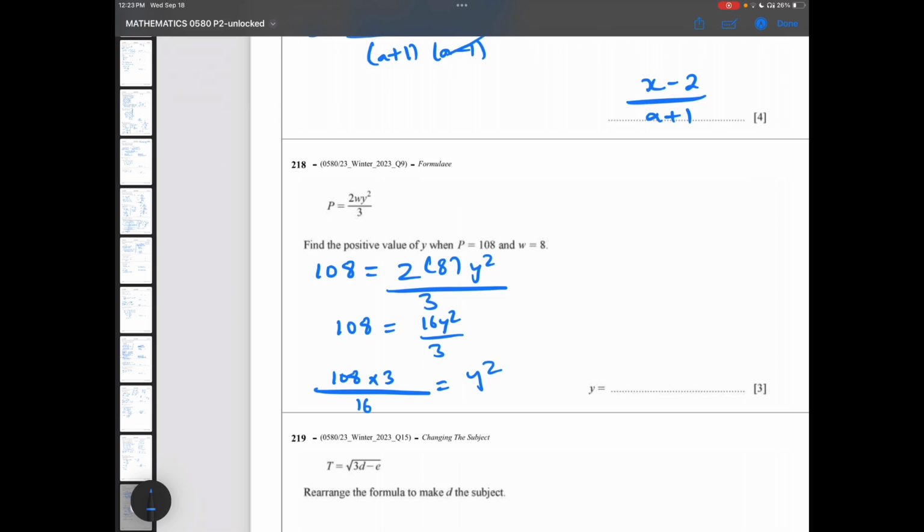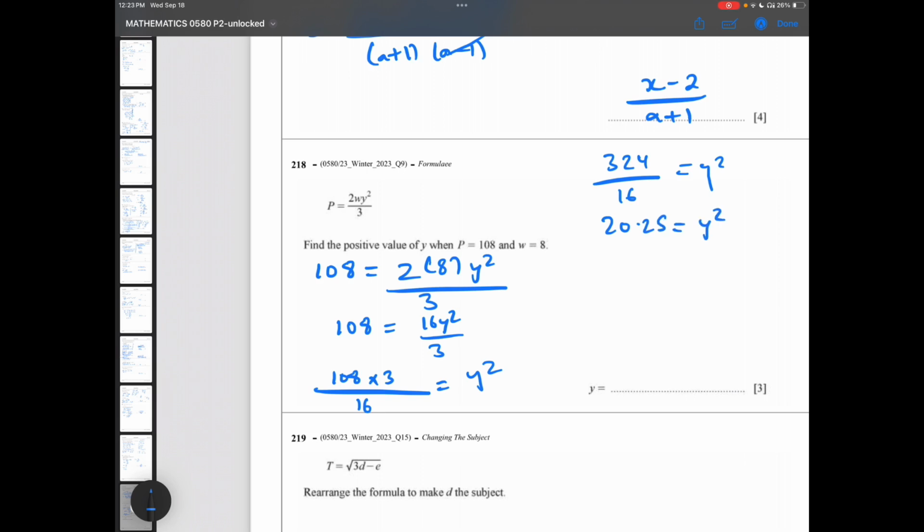So now let's multiply 108 with 3. We get 324 upon 16 is equal to y square. Now let's divide 324 by 16. We get 20.25. This is the value of our y square.